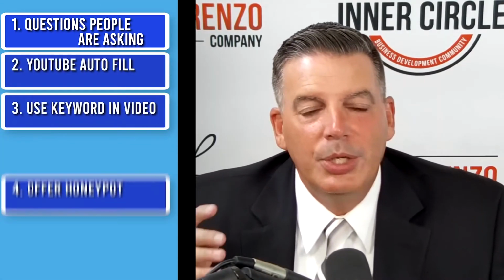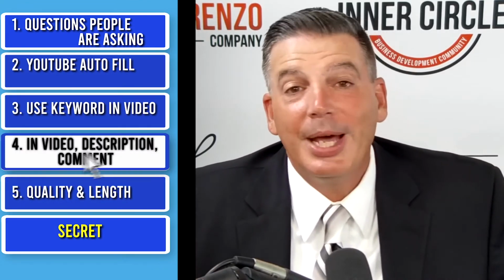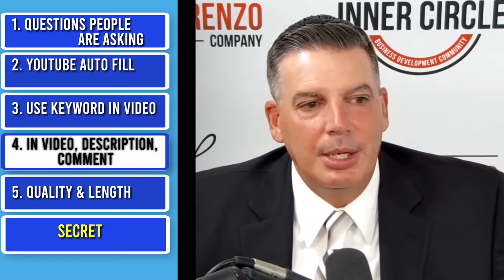leads on YouTube. The fourth thing you need to do is offer a honeypot. Now, what's a honeypot? A honeypot is essentially a lead magnet. This is something you offer your audience for free in exchange for them giving you their opt-in information. So you'll see here on the screen, I'm going to show you my honeypot is my revenue roadmap guide.